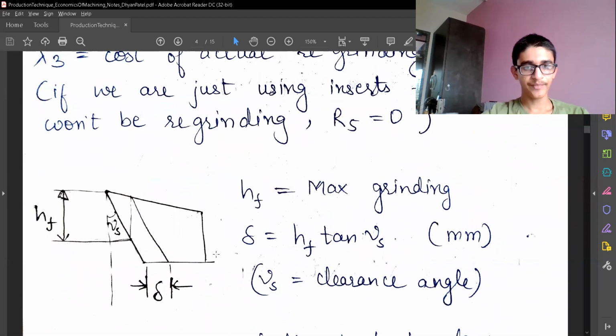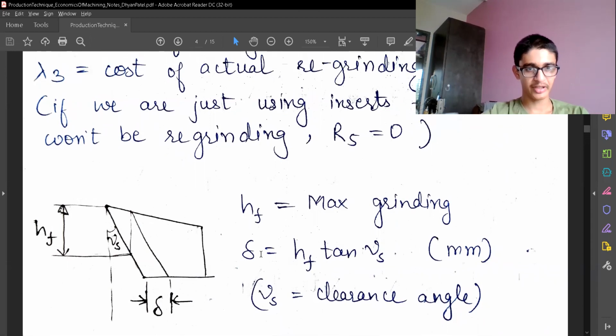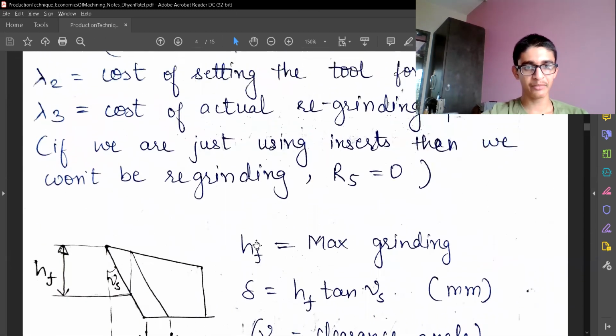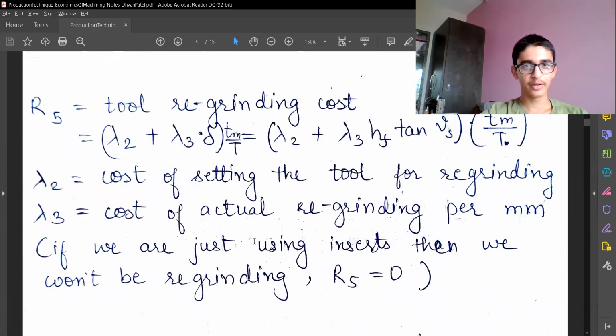So how can I find the delta? So delta is found using how much the gradual wear was happening. So the wear thing is also coming into picture. So I have explained about 3 different kinds of wear. The one was the gradual wear. So HF is the maximum regrinding which we can do. So that is given by the tool geometry itself. And the delta is the amount of regrinding we need to do. So that is HF tan mu s. So mu s is the clearance angle. That is also coming from tool geometry. So if you do not recall this, you go to that previous video of 3 modes of tool failure.